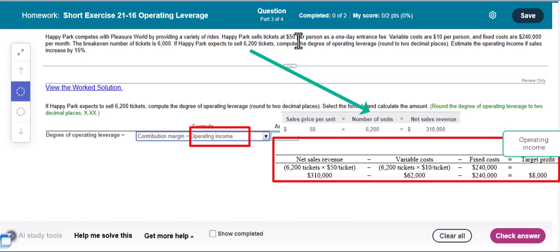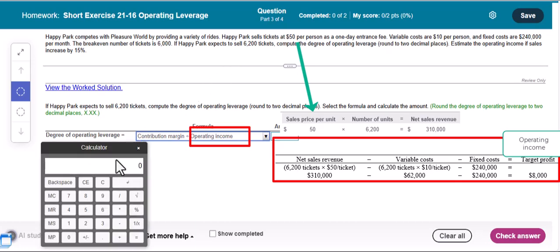And then the ticket price is $50 per person here. So if we put that into practice here, that is 6,200 tickets, and that's multiplied by $50 per person. And that gives us 310,000 for the net sales revenue.